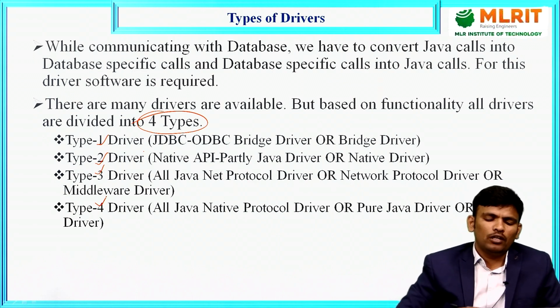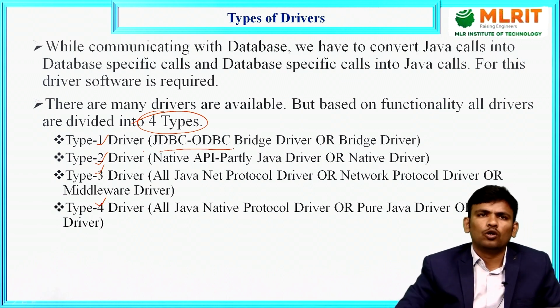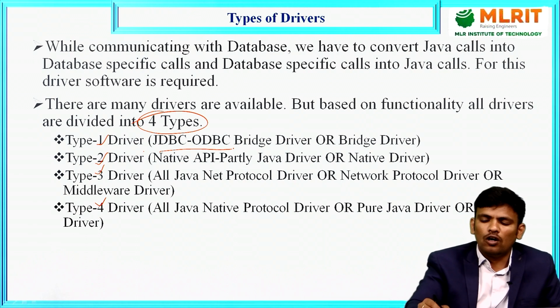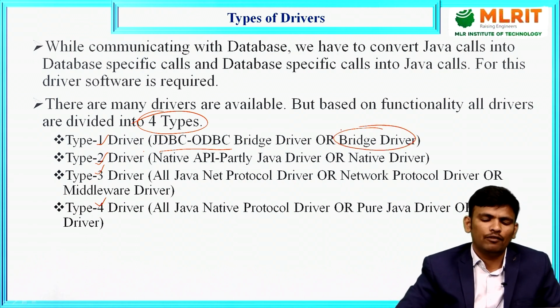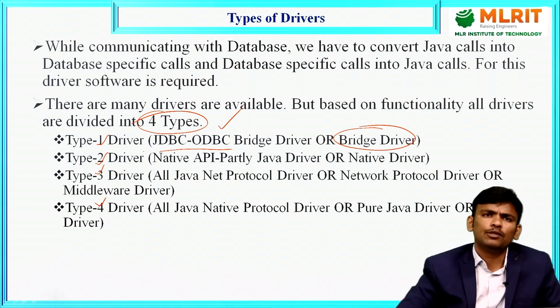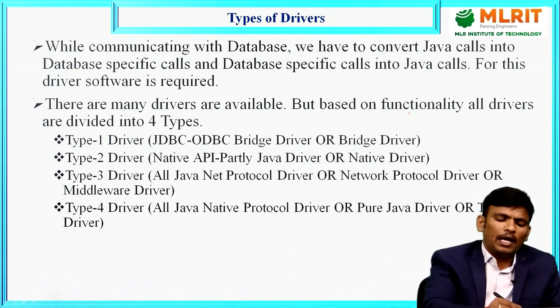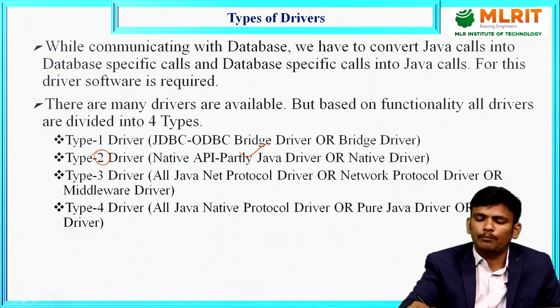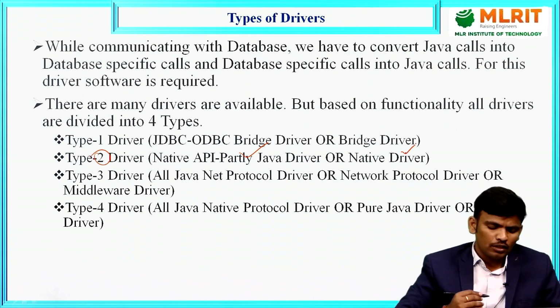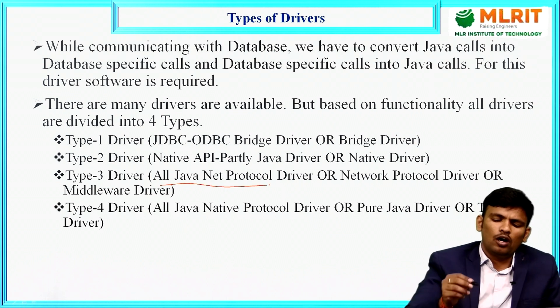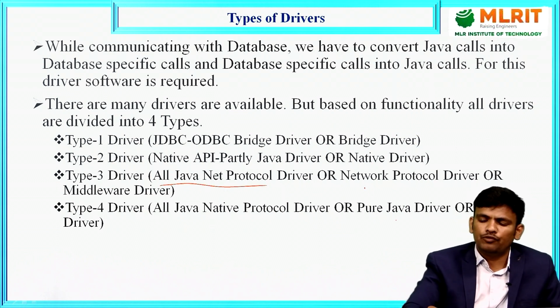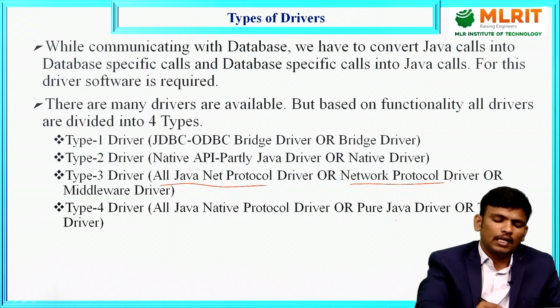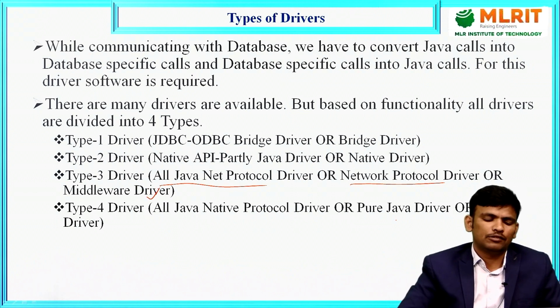Type 1 driver is also known as the JDBC-ODBC bridge driver, or sometimes we may call it the bridge driver. And type 2 driver is also called the native API partly Java driver, or sometimes we may call it the native driver. And the type 3 driver is also called the all Java net protocol driver, or sometimes the network protocol driver, and sometimes the middleware driver, since we are using a middleware server.